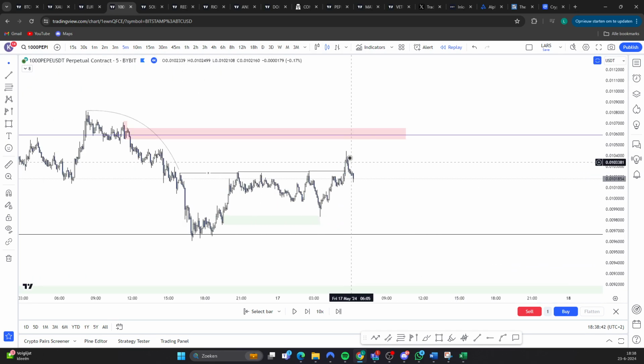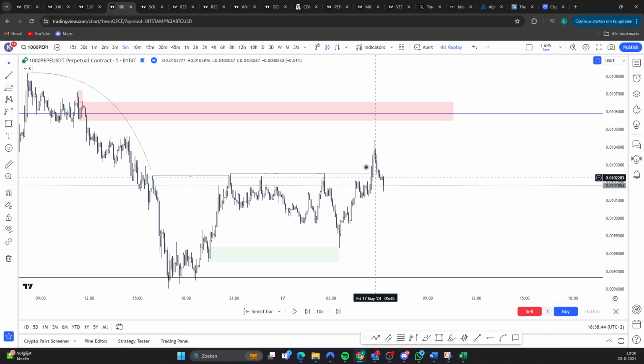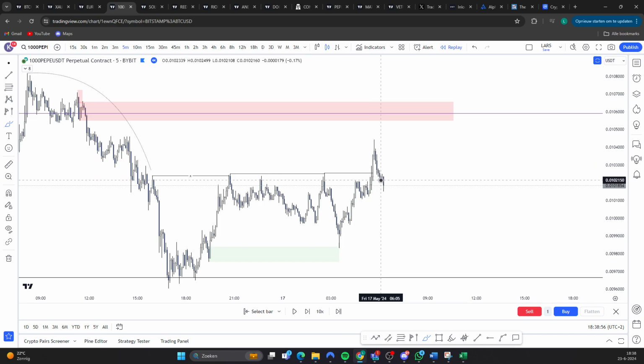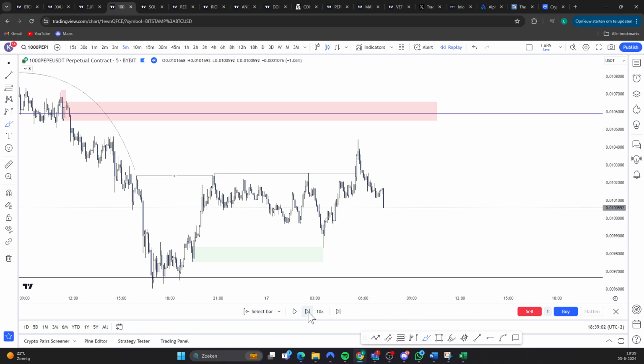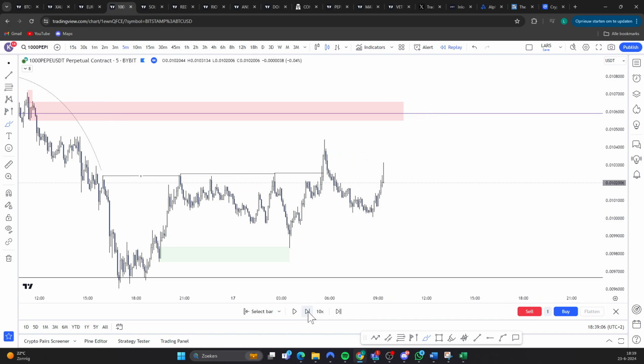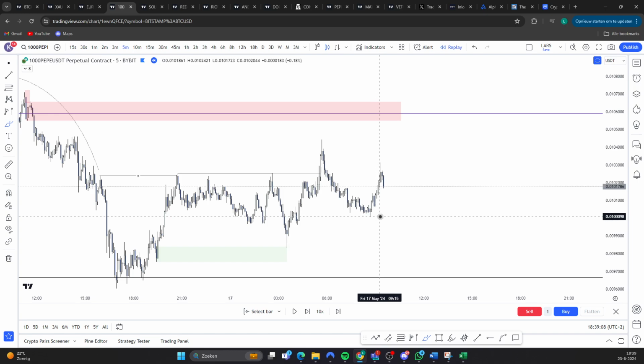I'm not convinced by this break yet. It kind of looks like a peekaboo. If you take so much time to break a high, you want to see immediate follow through, not this. Okay, now it's 9:15.